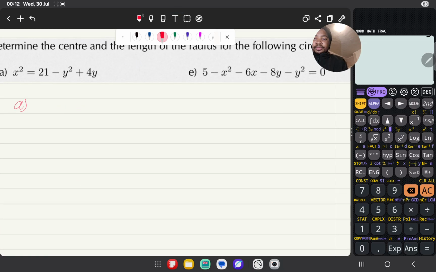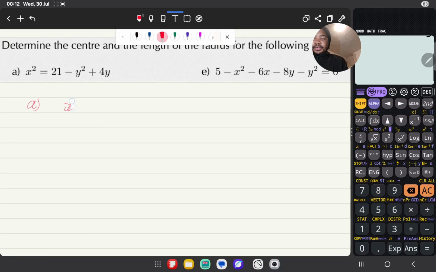same thing. You have x squared. There's no any other point, cool, plus y squared minus 4y equals to 21, né?